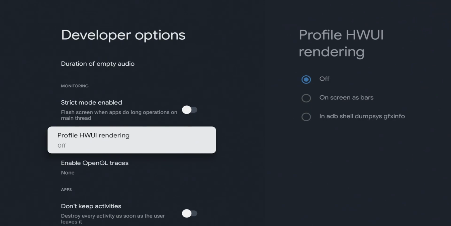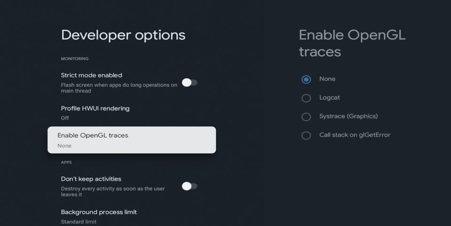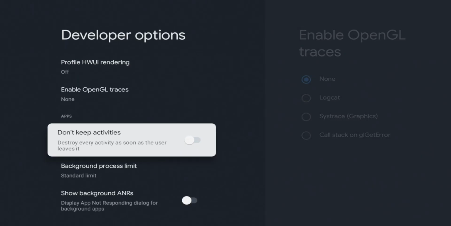Profile HWUI rendering. This is a way to monitor GPU activity on your device, though it isn't too helpful outside of testing applications. Now, enable OpenGL traces. A couple options in there. You can see you have none, logcat, systrace, callstack, or GL get error. This feature allows you to capture GL problems, specifying the log file for OpenGL to use for tracing errors. Again, developer thing.